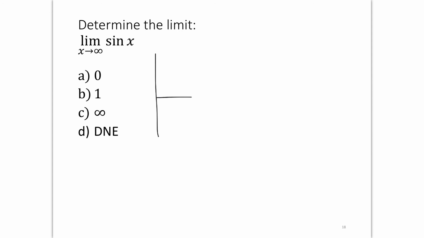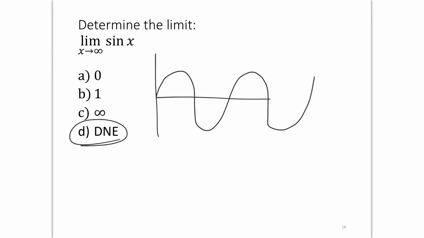All right, so if we think about the graph of sine x, this one oscillates forever and ever, and it doesn't settle down, it doesn't approach a fixed value, which means that as x approaches infinity, well, sine x just continues to go between -1 and 1. So it doesn't have a limit in this case. It doesn't have an asymptote, which means that the limit does not exist.